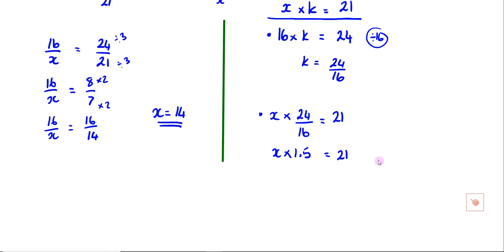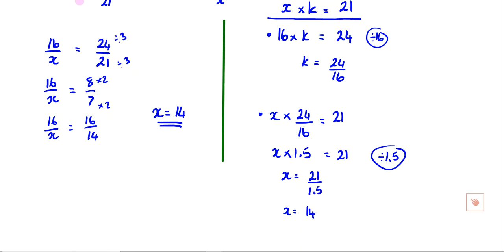That's what I said, but I just said it very differently. Dividing by the 1.5 gives me x equals 21 divided by 1.5, which equals, you got your calculator? 14 again, so we get the same answer.